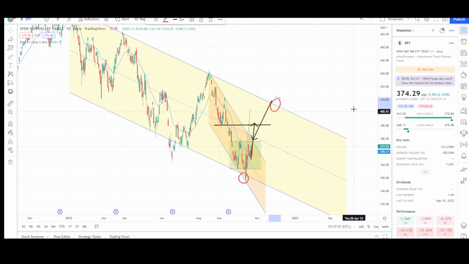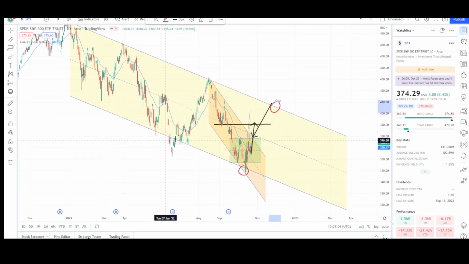You can see that every time prices were at the bottom side of this channel, we saw a nice rally up. So we're back at the same point on the channel, looking for that rally up.